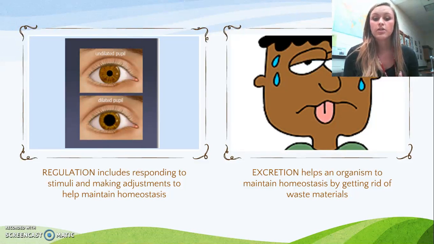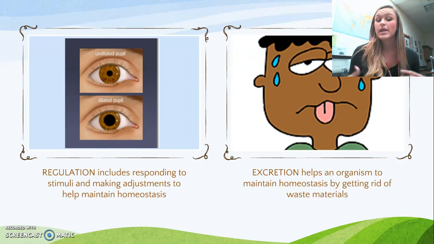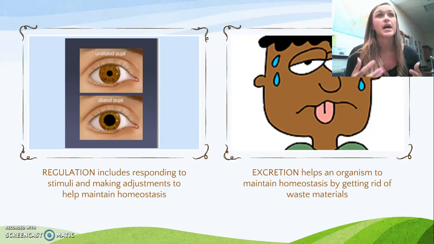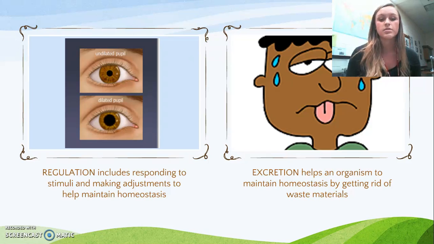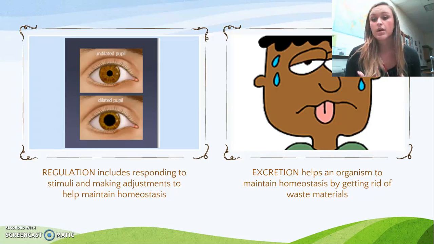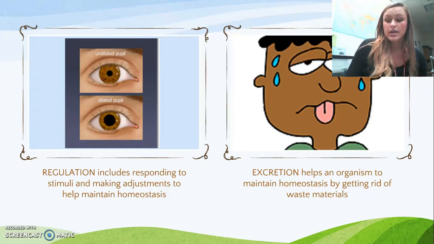So regulation includes responding to stimuli and making adjustments to help maintain homeostasis. And homeostasis, you can think of it as Baby Bear in Goldilocks and the Three Bears. So it's just right. That's exactly what the body wants to be like. Excretion is another example of that, and sweating is one: getting rid of the excess salt and excess water as you start to exercise.